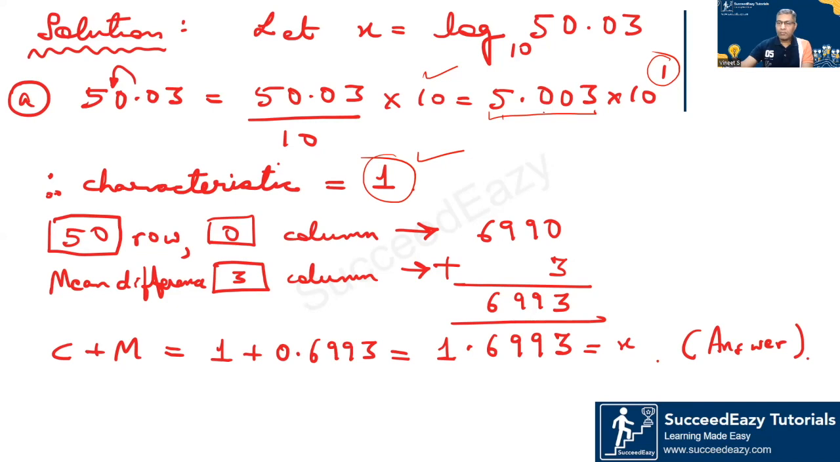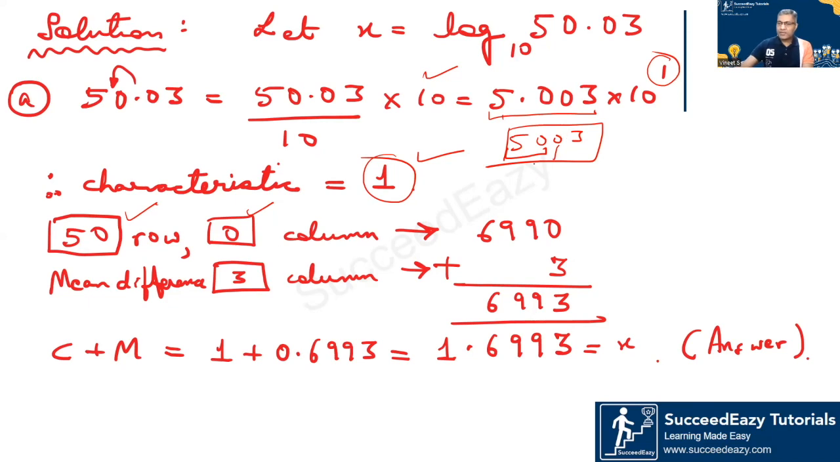So look at the number. The number is, ignore the decimal. The number is 5003, right? Take the first 2 digits, 50, as the row, and 0, the third digit, as the column. You will get 6990 at the intersection of 50 row and 0 column.